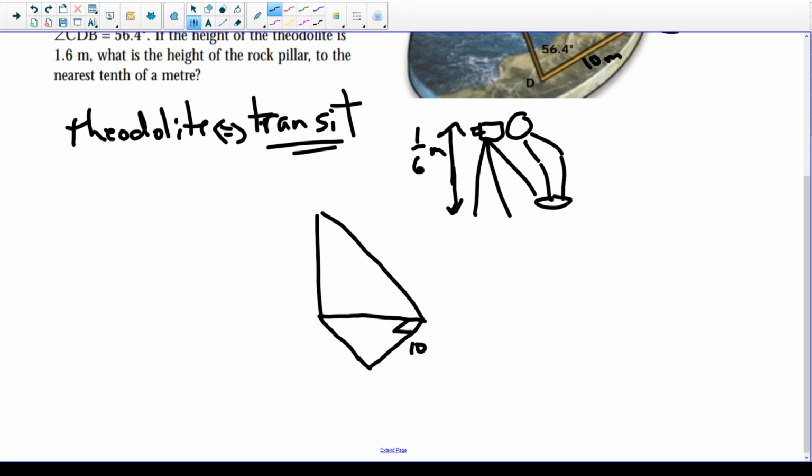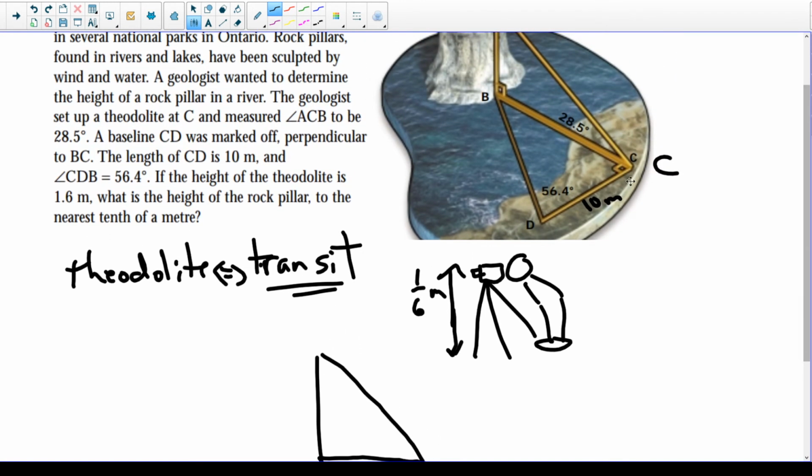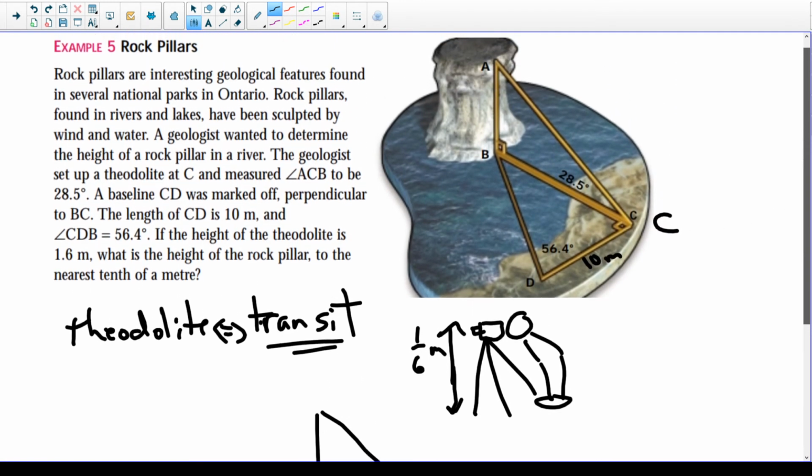Now, what is the goal of this question? The goal of this question is, you can't swim out to the theodolite, climb it, and measure its height. But I want you to notice that none of the measurements taken here are taken from the side of where the theodolite is. It's all taken from the beach, as long as you had the transit or the theodolite.